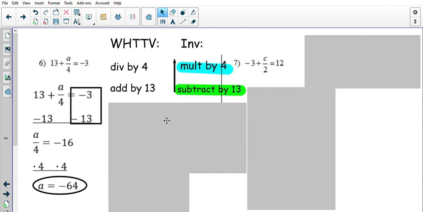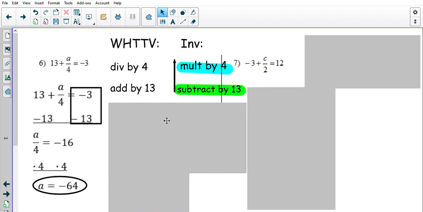Now, if you would choose to check this one, don't put it in as a fraction. Write or type in 13 plus negative 64 divided by 4, hit equals. A lot of times the calculators will not allow you to put negatives in a fraction. Some calculators will give you an error message. So I just wanted to caution you about that.